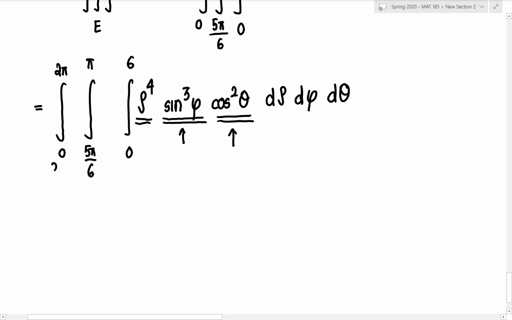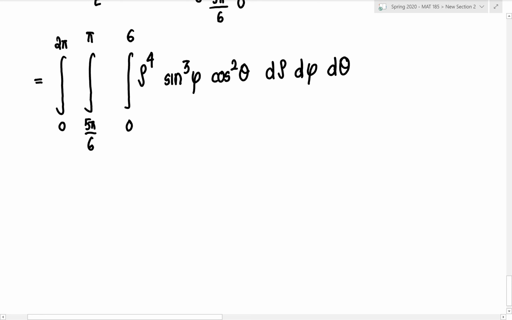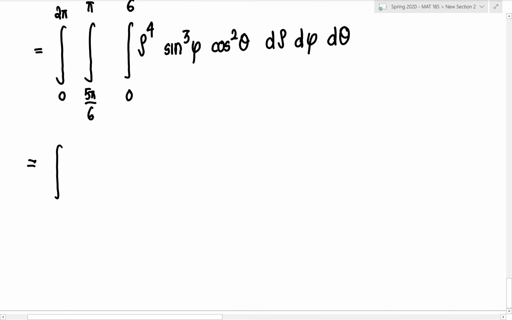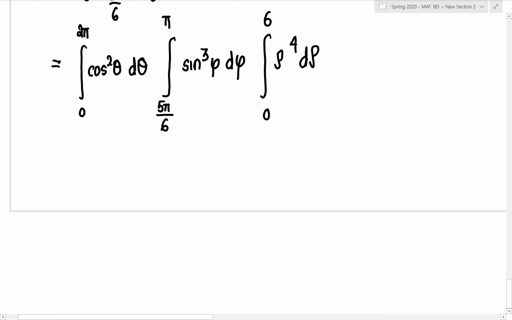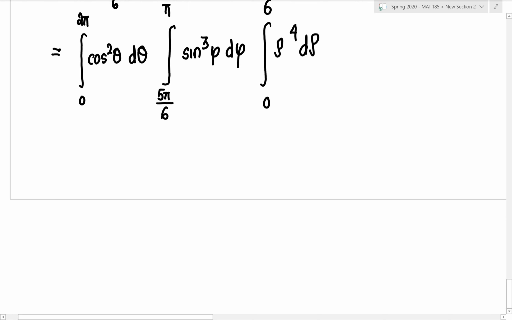So like I said, since we have a product of functions only involving rho, only involving phi, only involving theta, and we're integrating over numbers, I can view this as three separate integrals. So from 0 to 2 pi of cosine squared theta d theta, from 5 pi over 6 to pi sine cubed of phi d phi, and from 0 to 6 rho to the 4th d rho. All right, so now we're going to evaluate these individually.